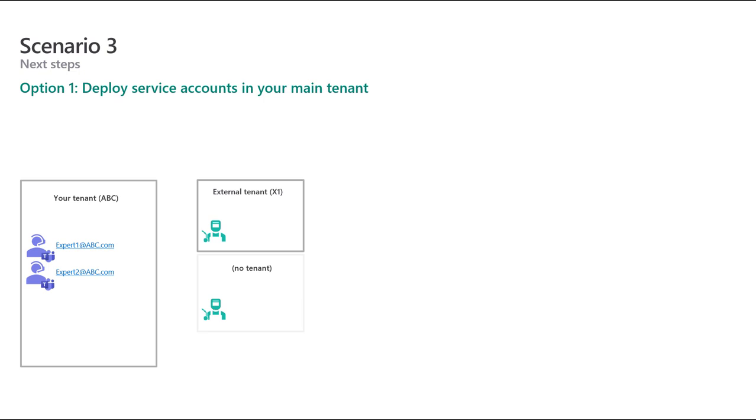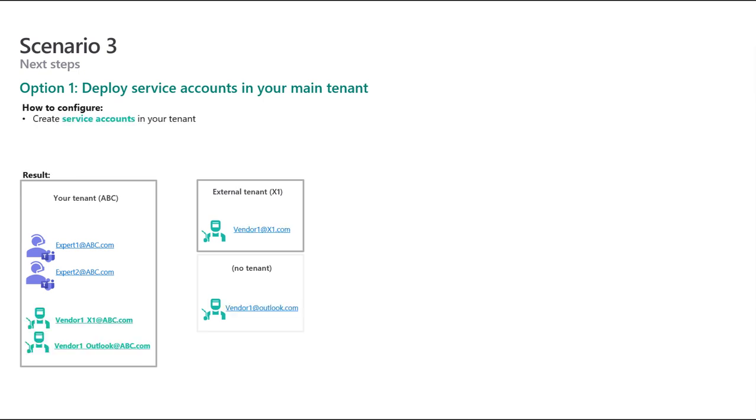So option 1, deploy service accounts in your main tenant. Step 1 is to create service accounts in your tenant. These are examples of service accounts. For example, it would be vendor1_x1@abc.com. And then your organization will need to deploy Remote Assist for each service account, which means assigning them the licenses that they need to use Remote Assist. Again, to refer to the full list of licenses, please check back on our section about device and product requirements.